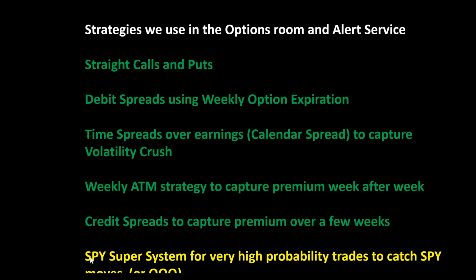This is a strategy we use inside the room. I don't alert on these because these are too quick, but we call it the SPY Super System, and we trade the SPY, the Qs, or the IWM off a 5-minute chart. It's not really scalping, but they're fairly quick trades, and I'll show you exactly how well this works.